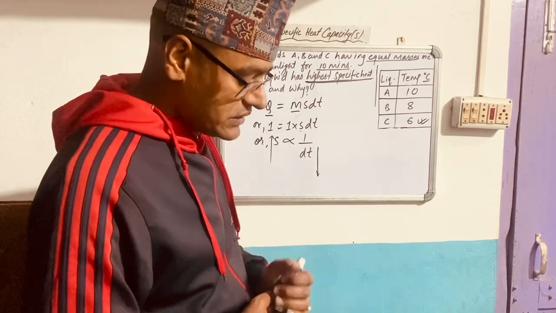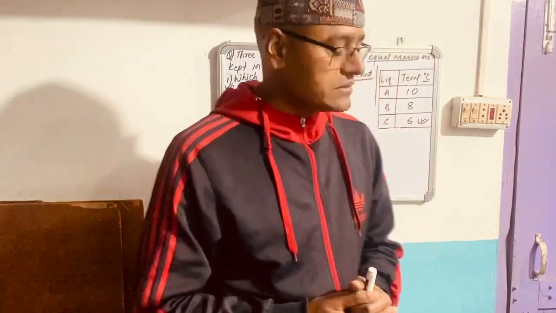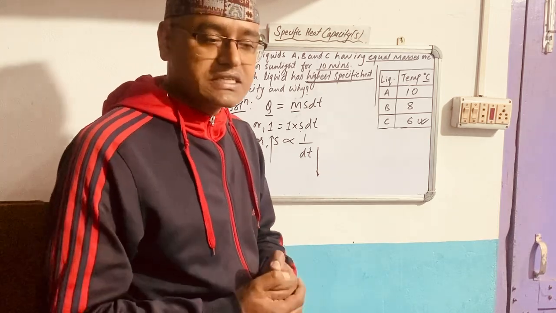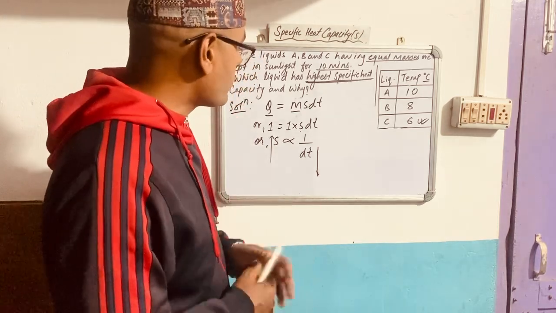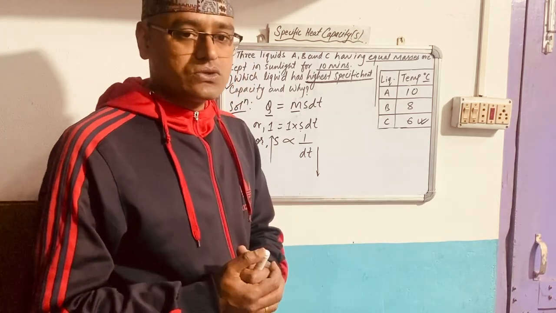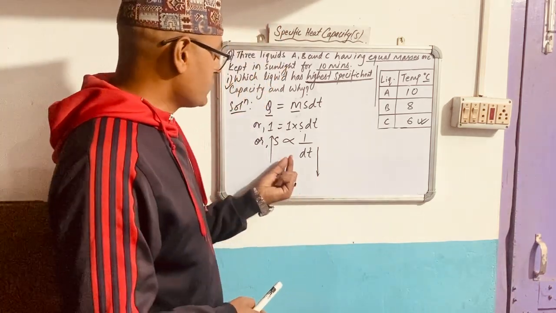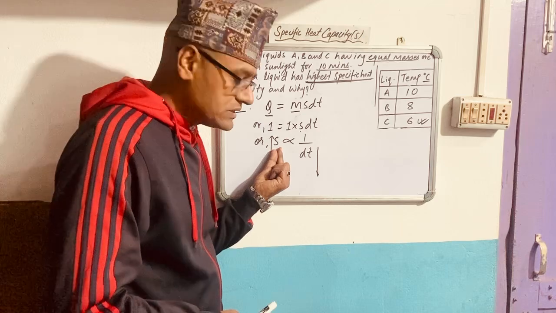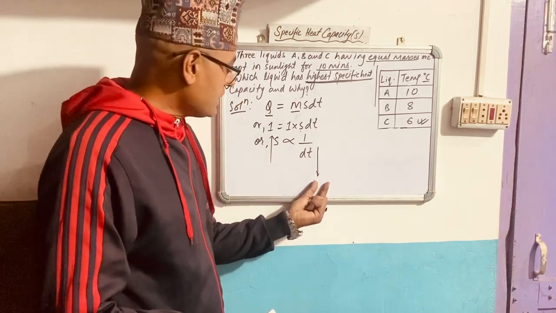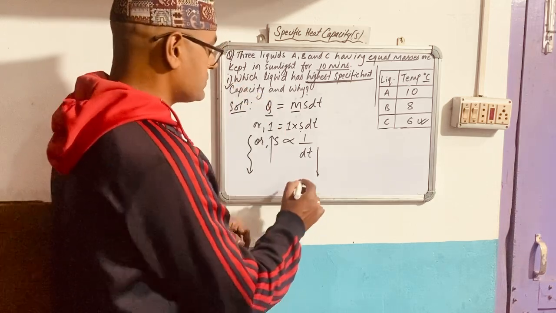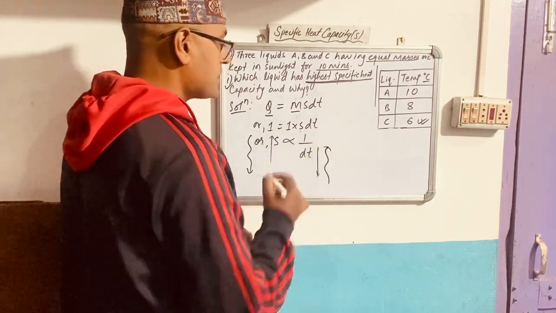And as we have already studied, the specific heat capacity of water is 4200 joule per kg per degree centigrade. So water takes a lot of time to be heated and a long time to cool down. So the substance which has got highest specific heat capacity will have the lowest temperature rise, and the substance which has the lowest specific heat capacity will have the highest temperature rise.